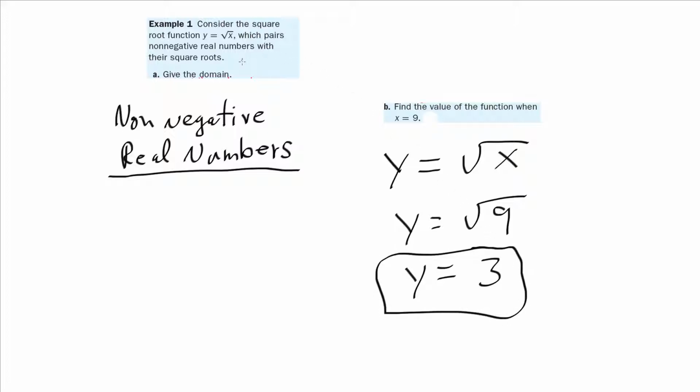Got the domain. We did a calculation using the function. We're still using y. When we get to the next chapter, we'll get to the function of x notation, f of x equals 3. And the function of x equals y. This is just simply our y component.